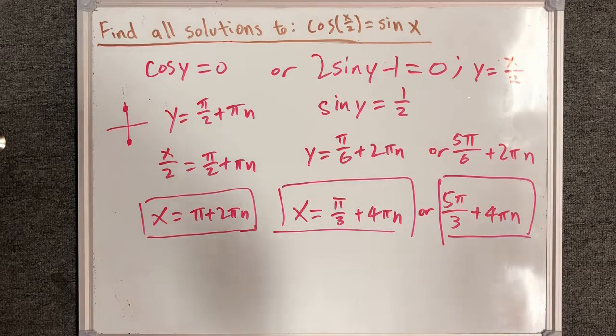I would recommend doing it this way. It's harder to mess up on your work. The other way, you must double check to see if you can add 2 pi n to your answer.